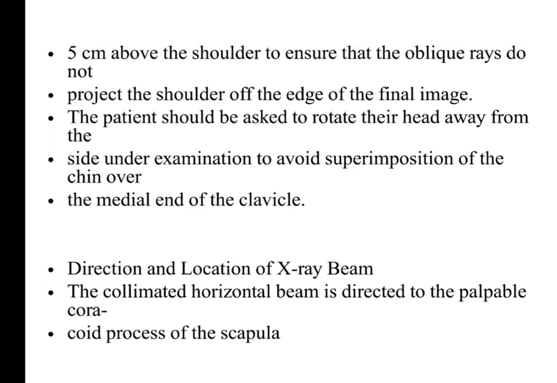The image receptor should be placed 5 cm above the shoulder to ensure that the oblique rays do not project the shoulder off the edge of the final image. The patient should be asked to rotate their head away from the side under examination to avoid superimposition of the chin over the medial end of the clavicle. Direction and location of X-ray beam. The collimated horizontal beam is directed to the coracoid process of the scapula.